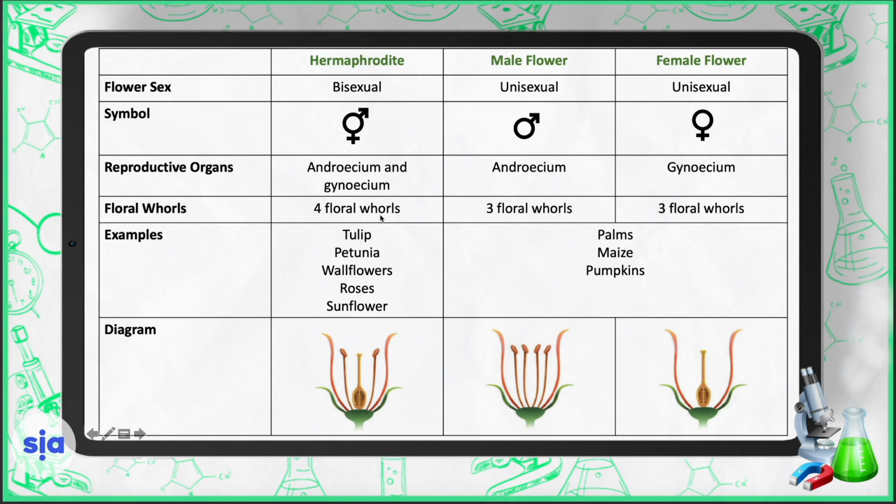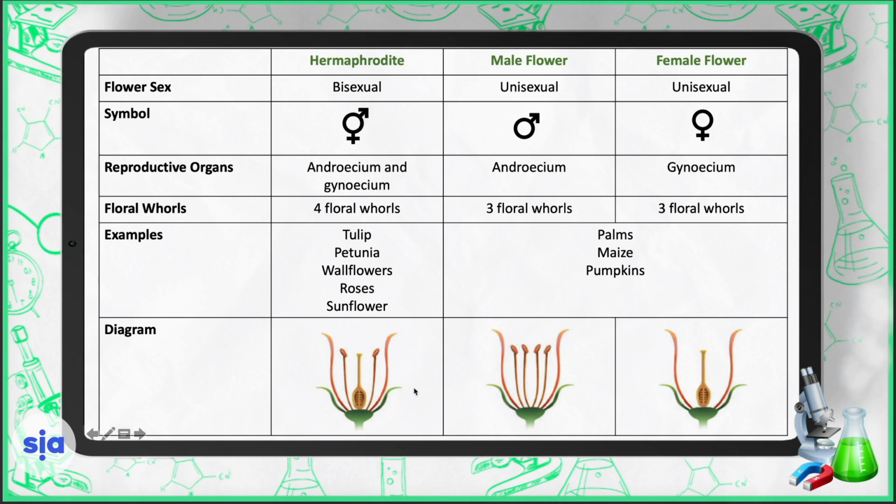4 floral whorls are present in the hermaphrodite flowers, while only 3 floral whorls are present in either the male flower or the female flower. Examples: tulip, petunia, wallflowers, roses, and sunflower all are hermaphrodite, while unisexual flowers could be palms, maize, or pumpkins.